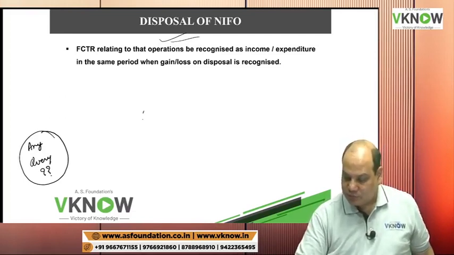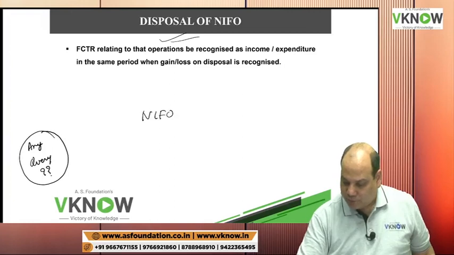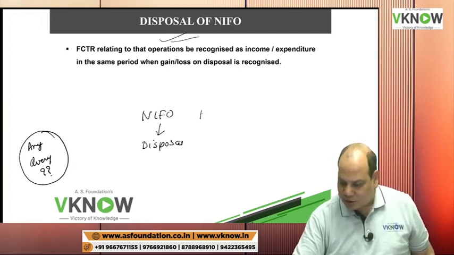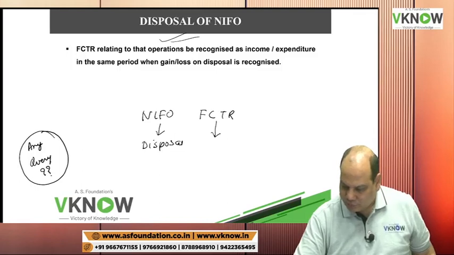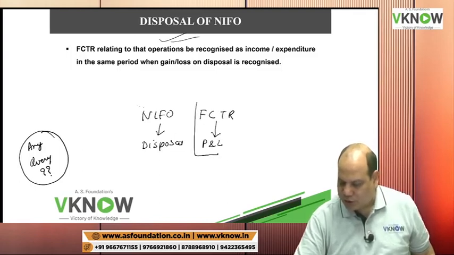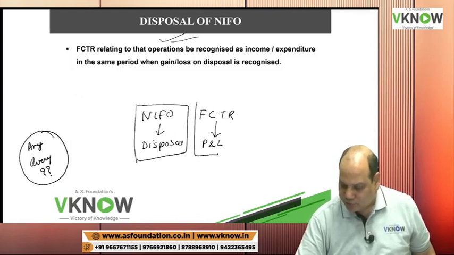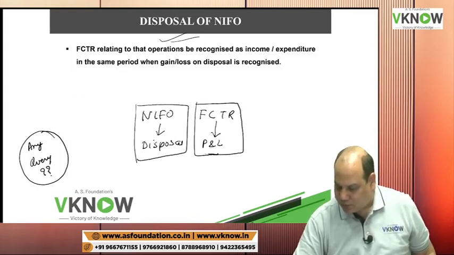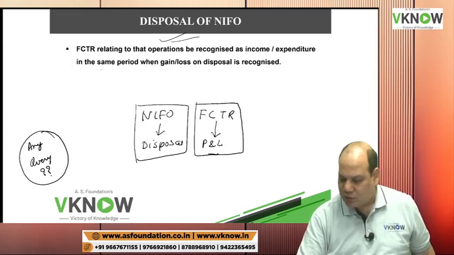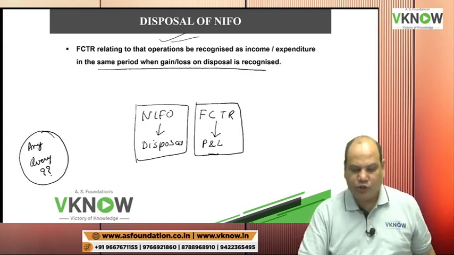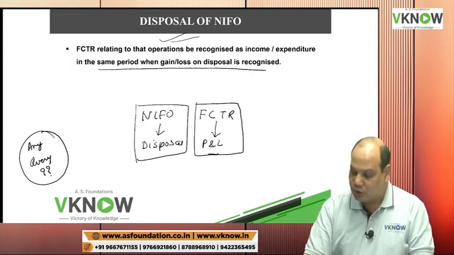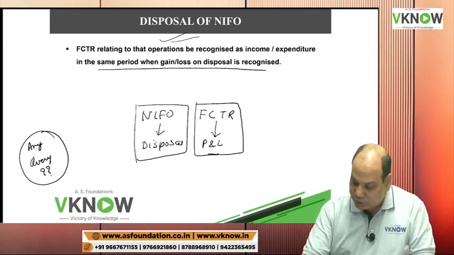So once NIFO is disposed, the balance lying in FCTR will also be transferred to P&L account, because now that NIFO is not there, so the FCTR balance will also not be there, in the same year in which NIFO is disposed.